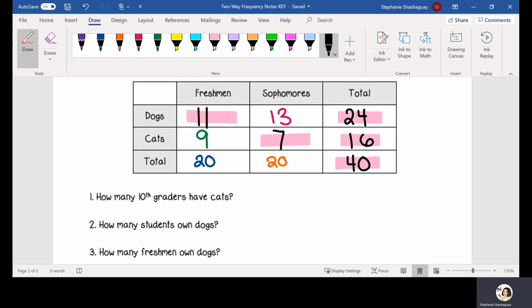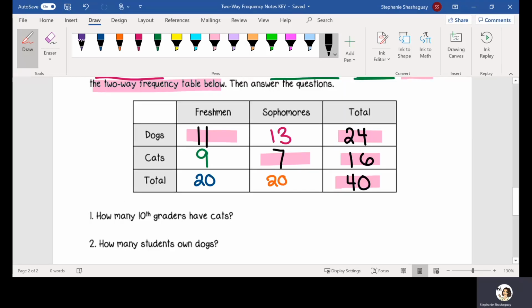Well, I'm going to go to the 10th graders, which in this case is sophomores. In case you don't know, since you haven't been there yet, 10th graders are sophomores, 9th graders are freshmen. Okay, so how many 10th graders have cats? Well, 10th graders, cats, that's 7.